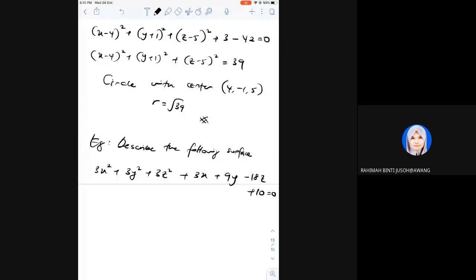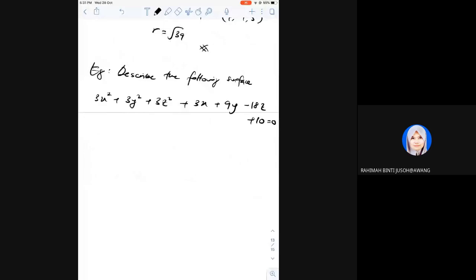Okay, so now if you have this type of question, first of all, what you should do is ensure that all the coefficients of the variables with squares equal 1. So first, we need to divide everything by 3. So divide by 3, we will have x squared plus y squared plus z squared plus x plus 3y minus 6z plus 10 over 3 equals to 0.